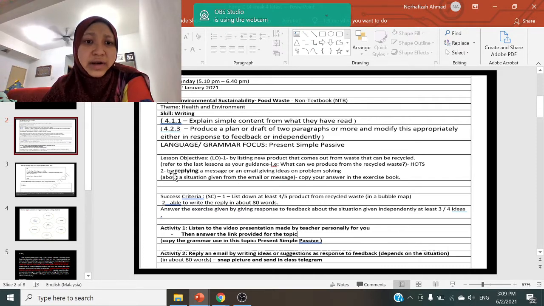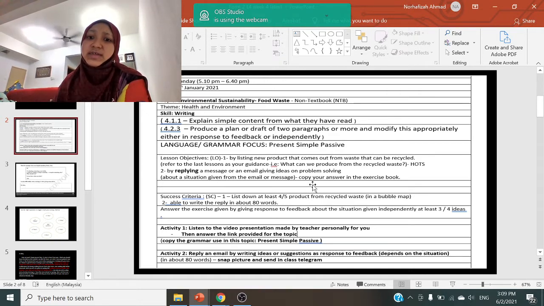And then for lesson objective number 2, you need to reply to a message or email by giving ideas on problem solving. It's about a situation given in the email or message. Don't forget to copy the answers in your exercise book.